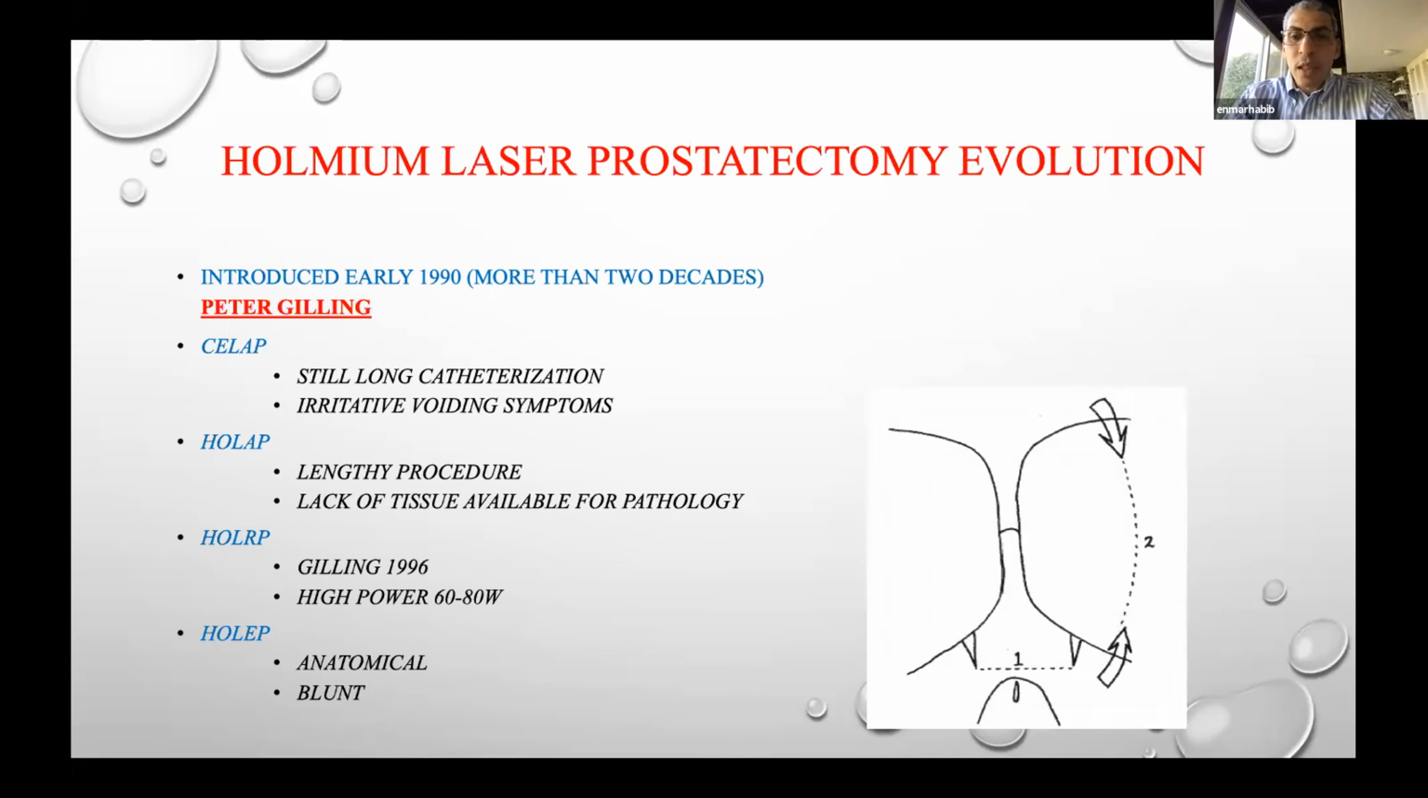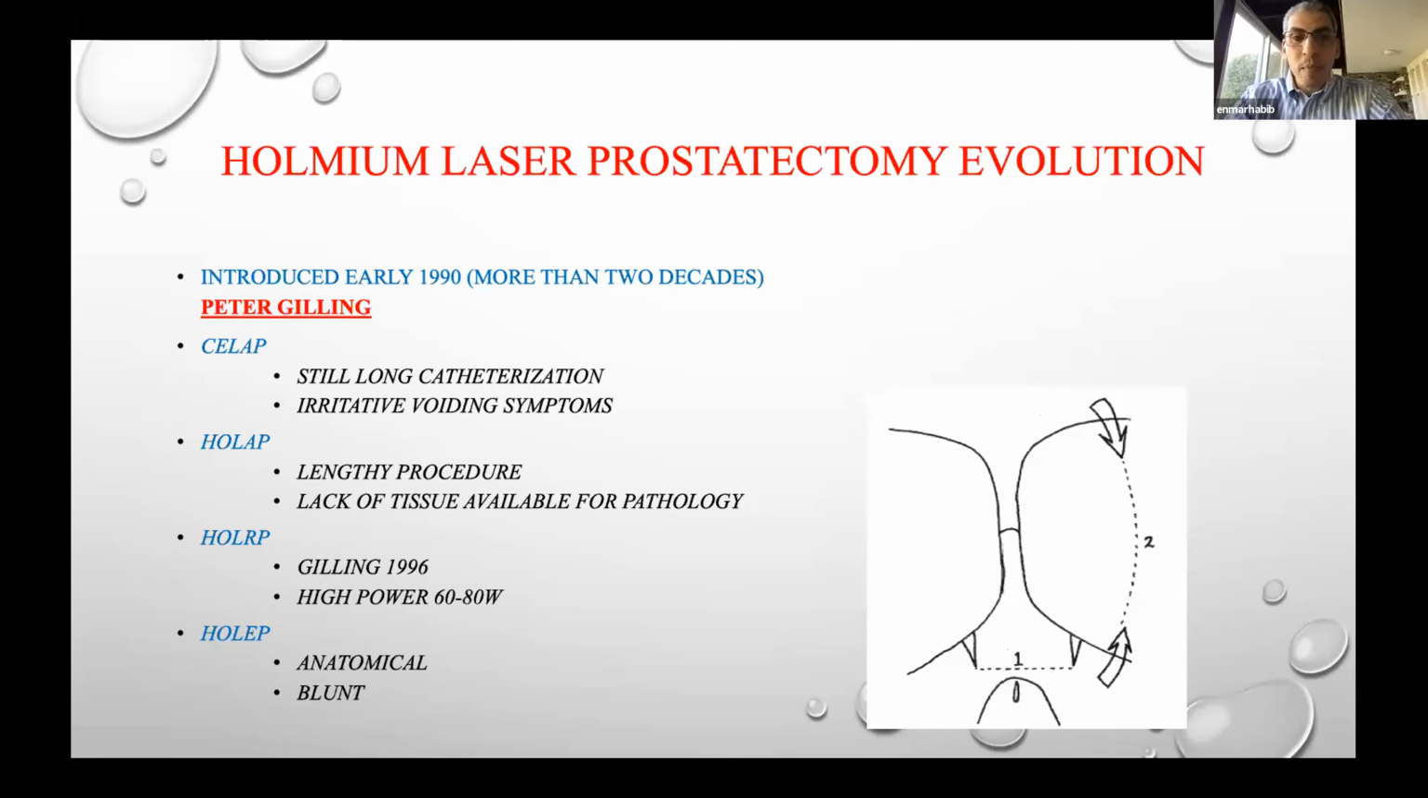After that, the technique matured with holmium laser ablation, using the holmium laser for vaporization of the prostate, but this technique was lengthy with a lack of tissue available for histopathology. Then came holmium laser resection of the prostate by Gilling in 1996, but this technique did not follow the anatomical plane of the prostate. It's like cutting inside the adenoma.